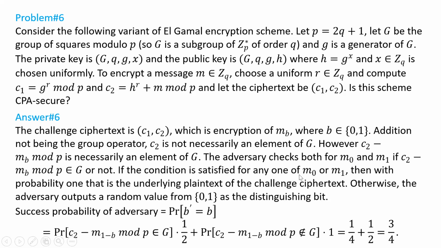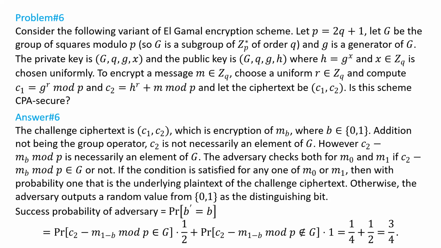If the condition is satisfied for any one of M0 or M1, what I mean is that when you check C2 minus M0 mod P, it can be the case that C2 minus M0 mod P belongs to G and C2 minus M1 mod P does not belong to G. This can be one case, and another case can be C2 minus M0 mod P does not belong to G, but C2 minus M1 mod P belongs to G. For these two cases, you can definitely say that for the first case, M0 is the one which is encrypted, and for the second case, M1 is the message which is encrypted because it satisfies C2 minus MB mod P belongs to G. And in that case, you can say that MB is the underlying message which is encrypted.